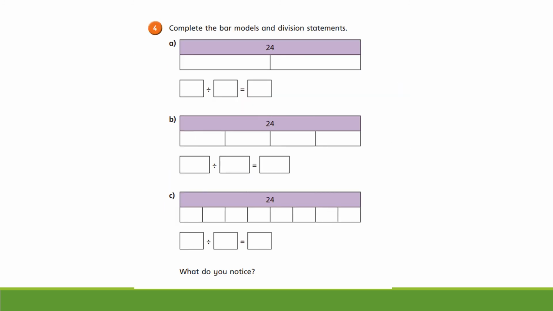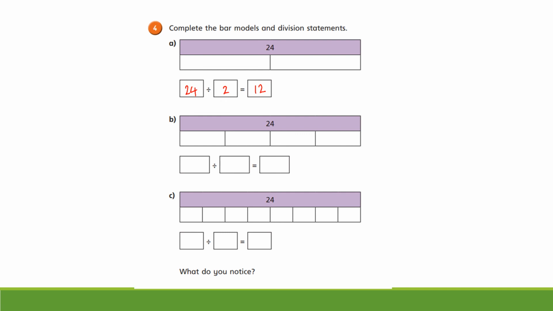Question number 4. Complete the bar models and the division statements. So let's take a look. So 24 divided by 2. So I'm going to write 24 divided by 2. And the answer is going to be 12 because half of 24 is 12. Or we know that 2 times 12 equals 24 when we use our related division and multiplication facts.